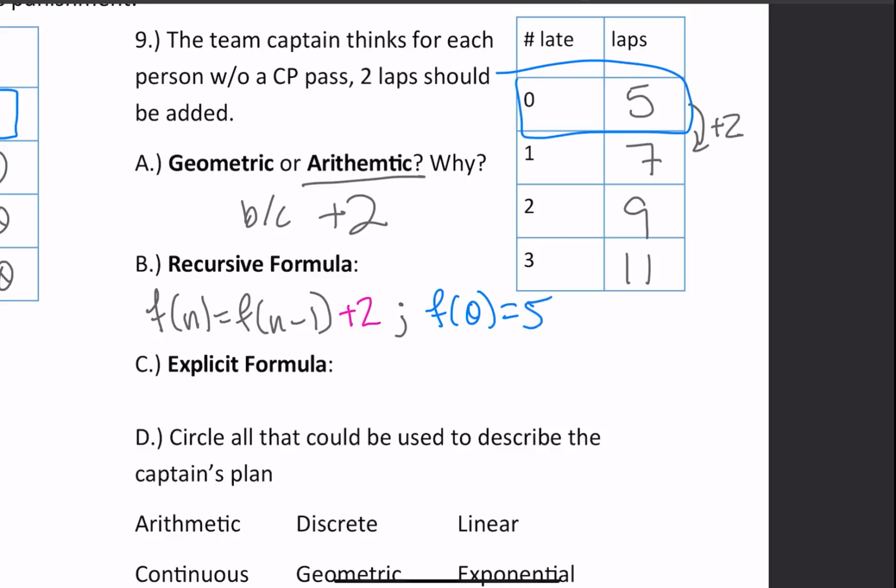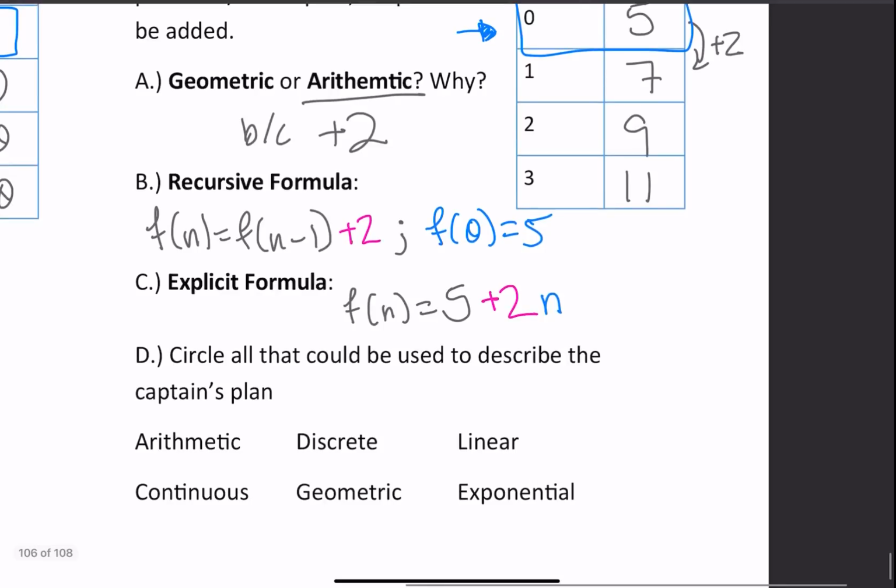Very good. Then we have an explicit, which is f of n equals, we start with 5, but we're adding by 2. And then we have just an n after that too, because we start with time 0, and it's regular size because we are doing addition. Only with multiplication do we have an exponent. Again, this is still discrete. It's still by how many people come without a CP pass. However, it's arithmetic because we are adding, which means it's a sister to linear.